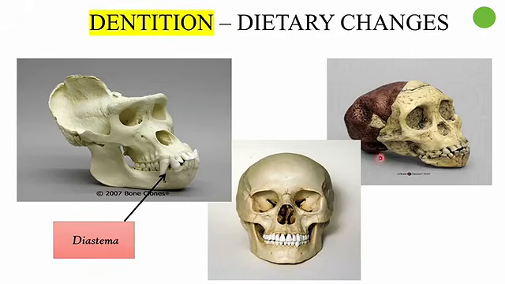Okay, here we've got a little Taung child, which is also one of our hominin ancestors, and their teeth are slightly larger, with more of a gap in between. There's more of a diastema in between the teeth as well.